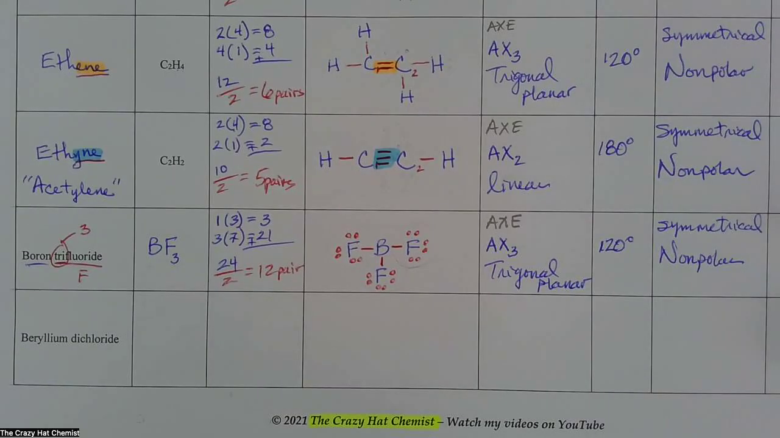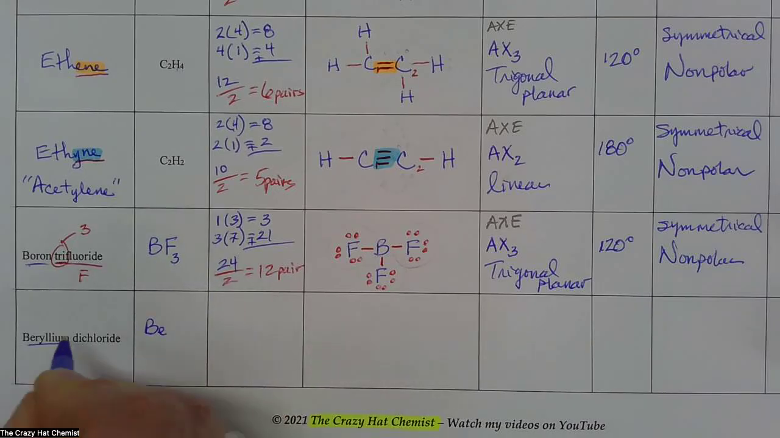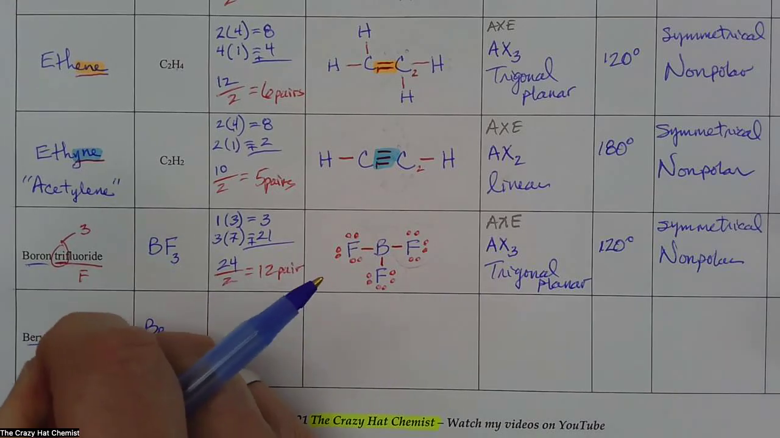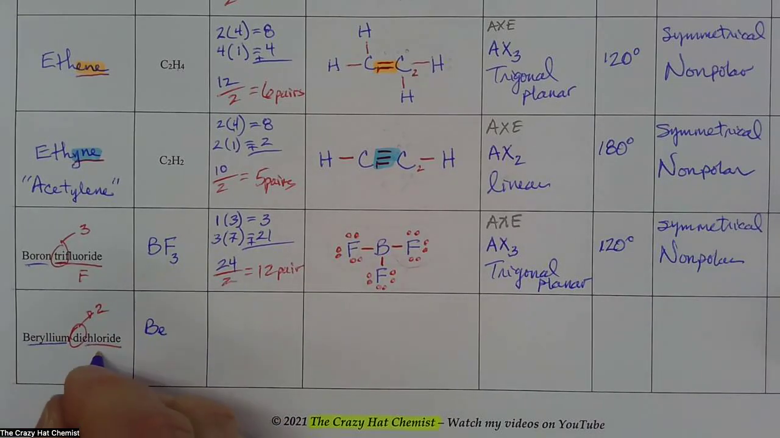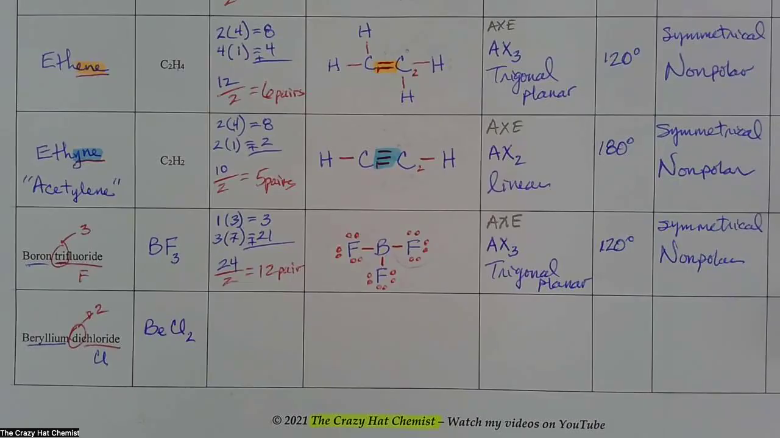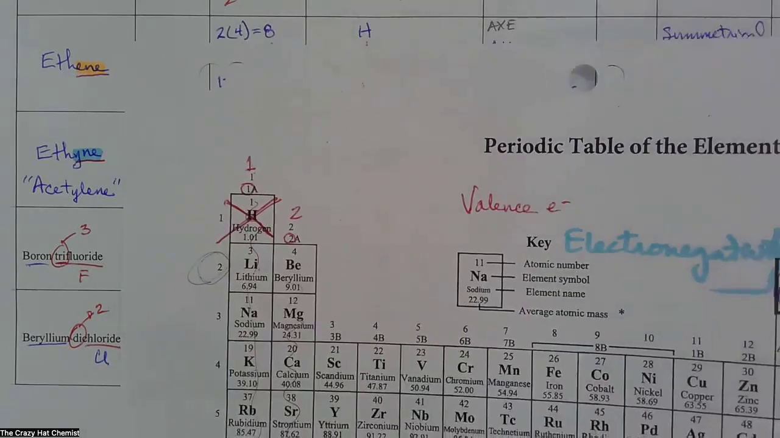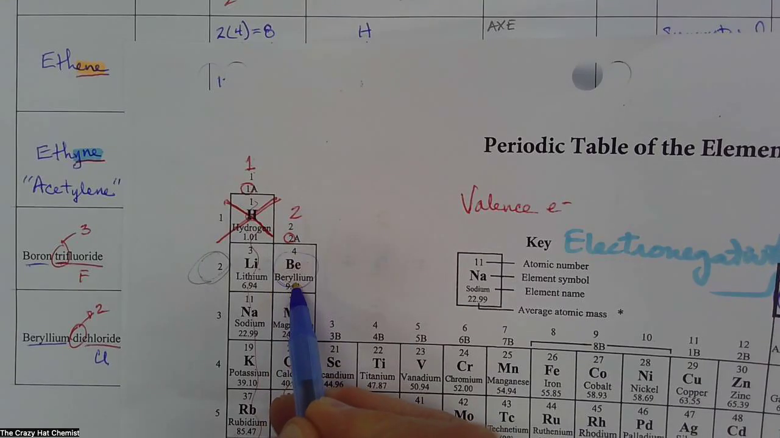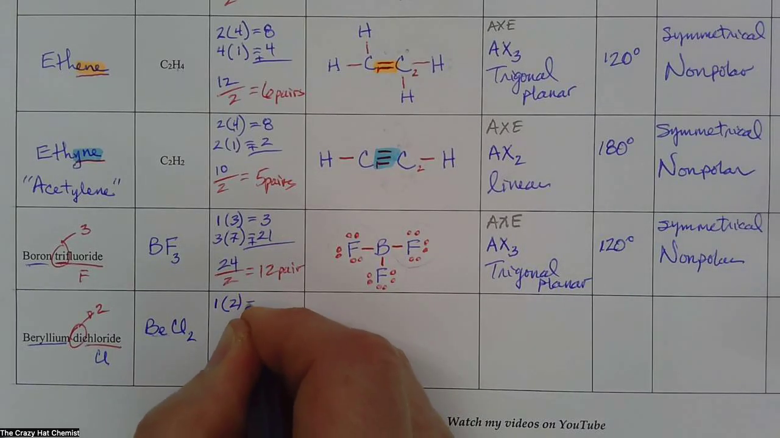Okay, let's go for the next one here, and that is beryllium, BE for beryllium. And then we have di, and that prefix di is the number 2, and then chloride, so that's Cl and a 2. How many berylliums do you see here? There's one beryllium. I'm going to look on my periodic table and find the number of valence electrons on beryllium. That's 2 valence electrons. So 1 times 2 is 2.